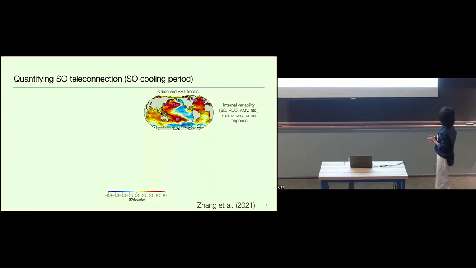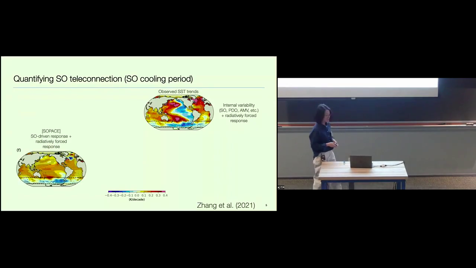For example, the Southern Ocean itself might have some decadal to centennial variabilities in some models, and there's some longer paleoclimate evidence that shows that. So that could be part of the internal variability. There is also the Pacific decadal oscillation and also the Atlantic multi-decadal variability that will also contribute to this observed SST pattern.